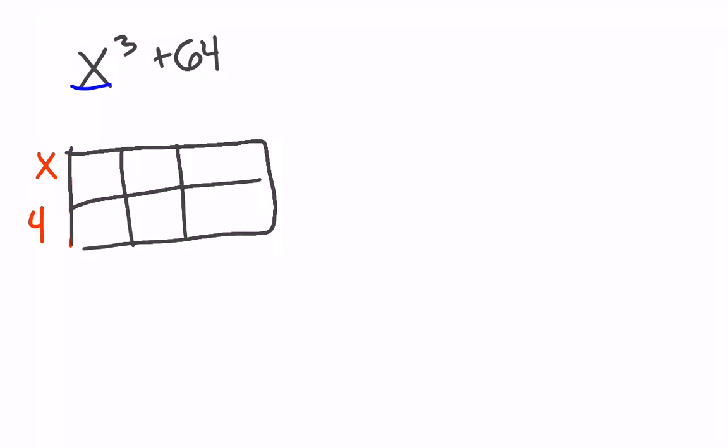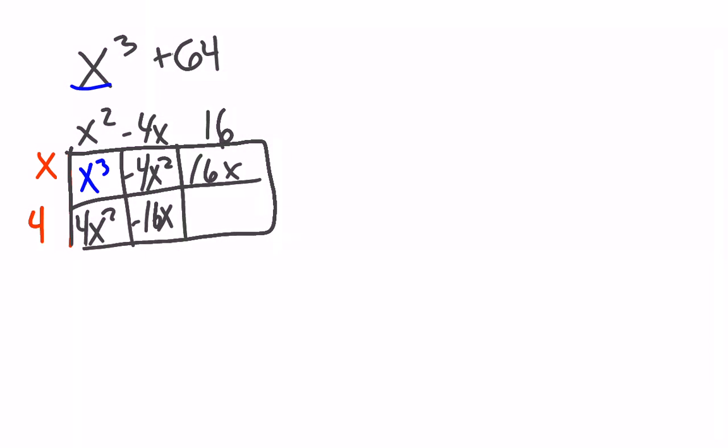So I put x cubed right here, which means they have an x squared and a 4x squared. But wait, there's no x squared term, so this means that this is a -4x squared. So this is a -4x, which means this is a -16x. But wait, there's no x term, so this is a +16x. So this is a +16, and this is a +64. Yay! I got the same answer, and that worked.